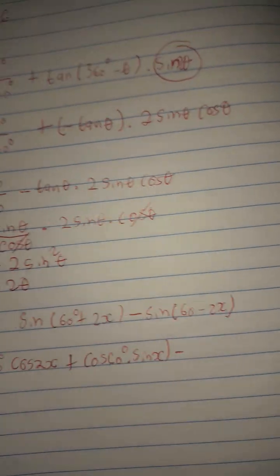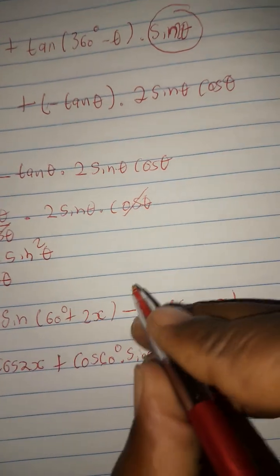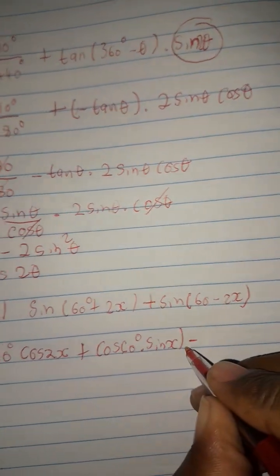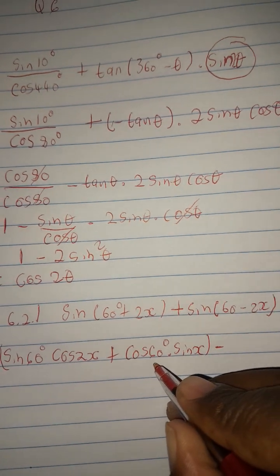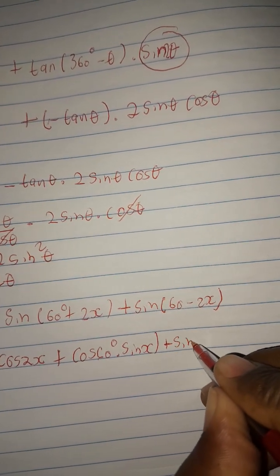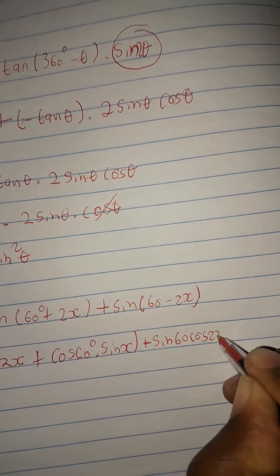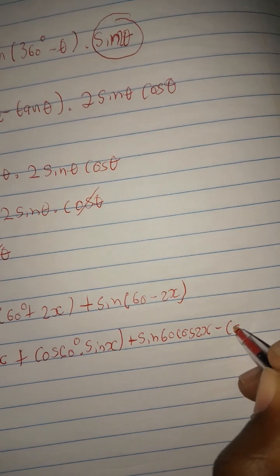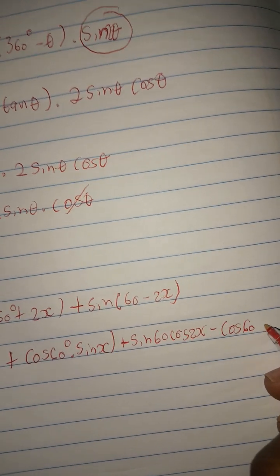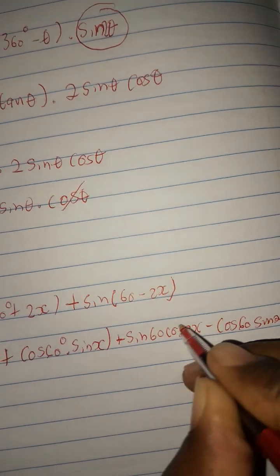Let me see that. Did I copy well here? Oh, we were given plus here, not minus. But I did put minus here, which is my mistake. So in this case, we are still going to have sine 60 cos 2x as well as minus cos 60 sine 2x.